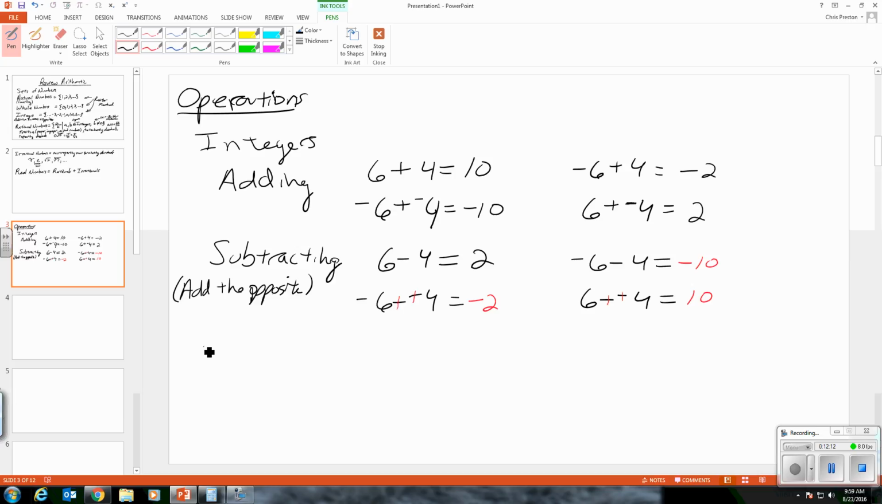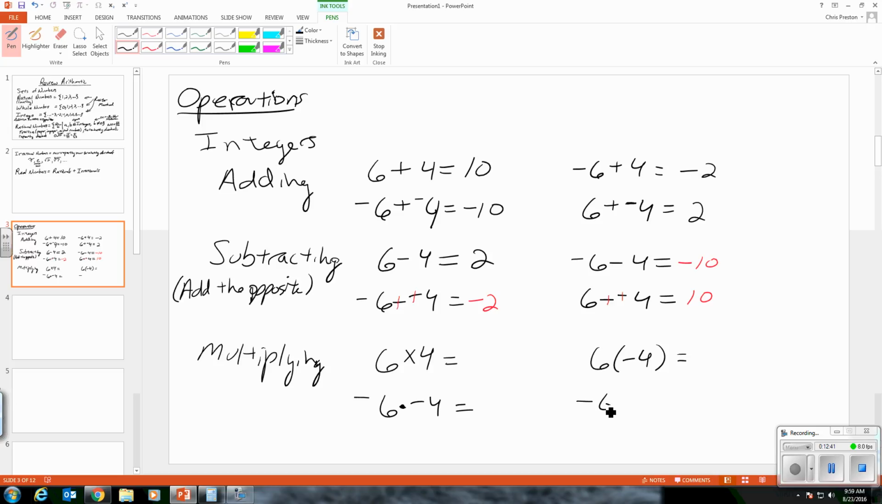So, multiplying. Let's say I have 6 times, well, here, let's do this. I want to show you all the different types of multiplication here that you might see. So 6 times 4, negative 6 times negative 4, 6 times negative 4, negative 6 times positive 4. So all these symbols mean multiplication.